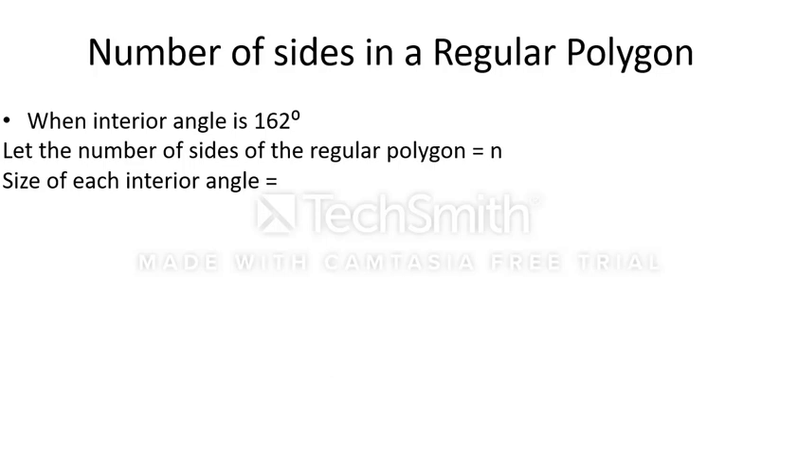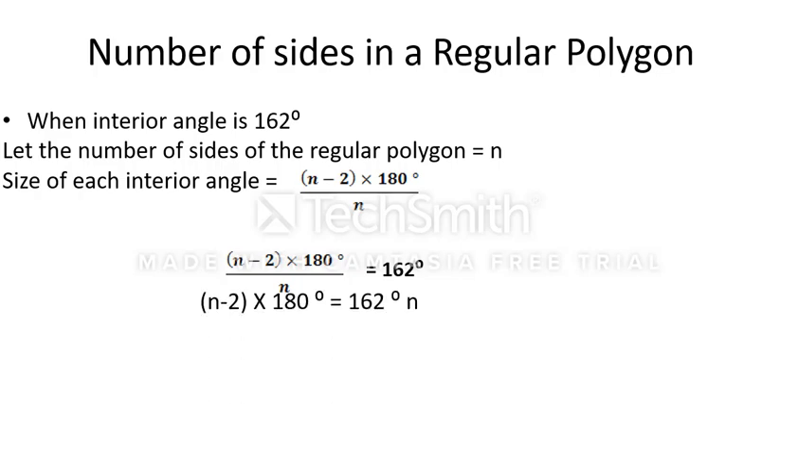And we know that if we want to calculate the size of one interior angle, we'll be using the given formula, that is (n minus 2) multiplied by 180 degrees divided by n. So when we equalize it to 162 degrees, we got this equation. Now we will try to solve the given equation, and it will become (n minus 2) multiplied by 180 degrees equals 162 degrees into n.